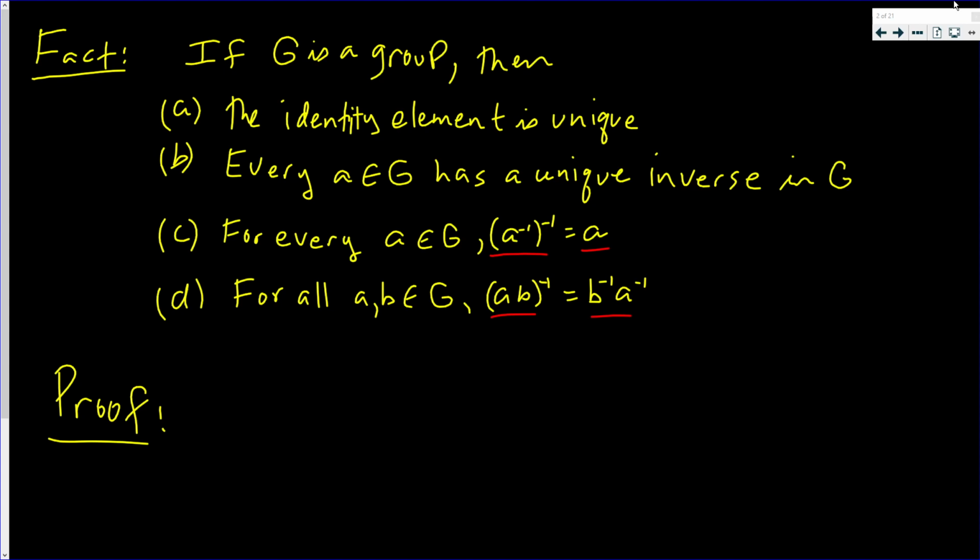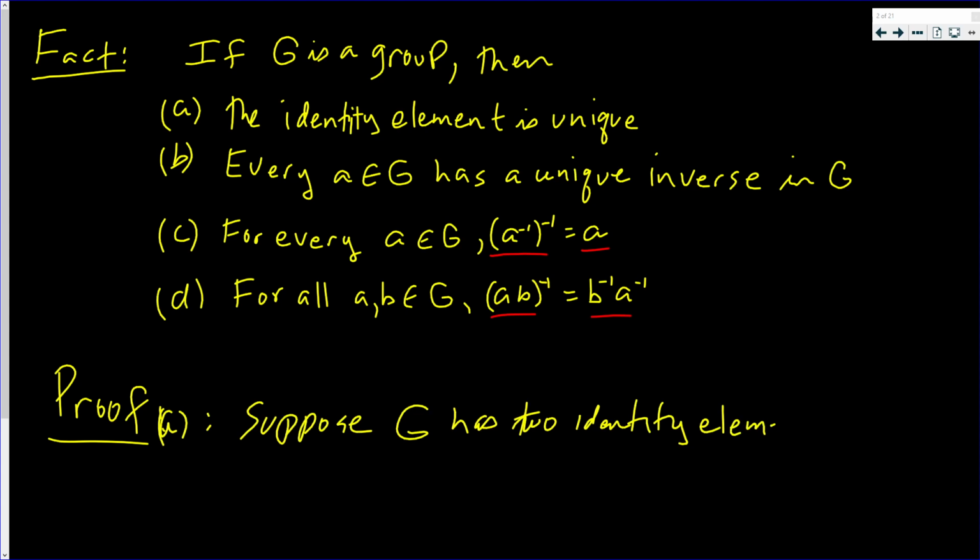Okay, so we want to show that the identity element is unique. So, proof of A. Suppose G has two identity elements. Call them E and E prime.